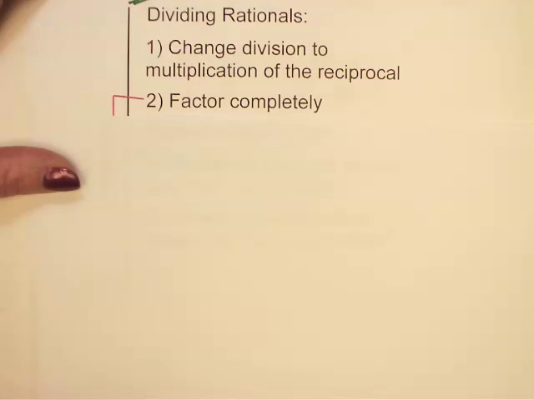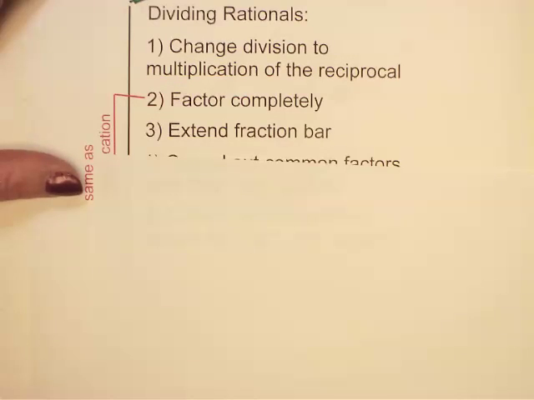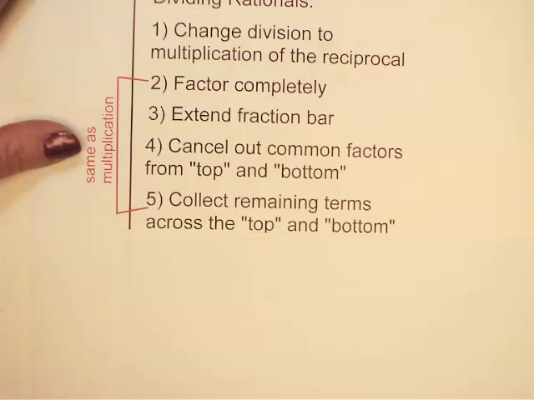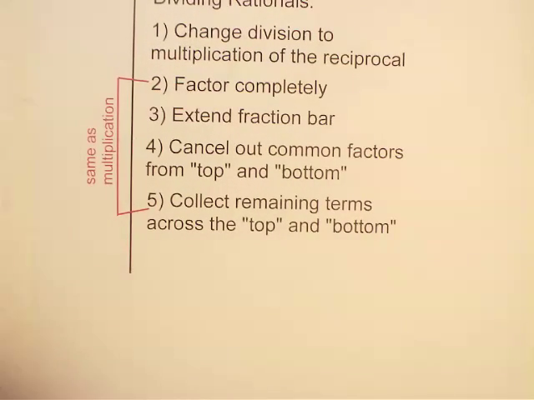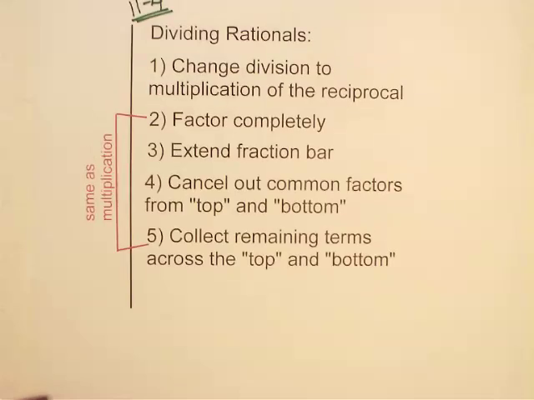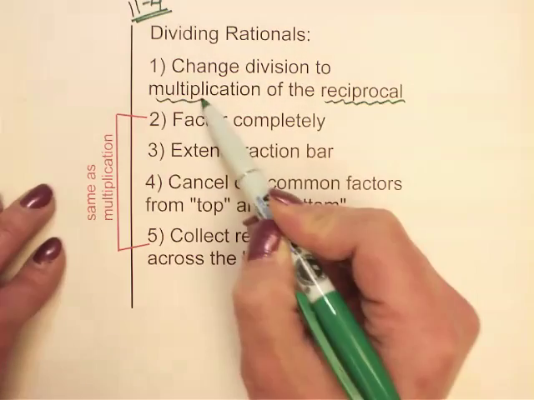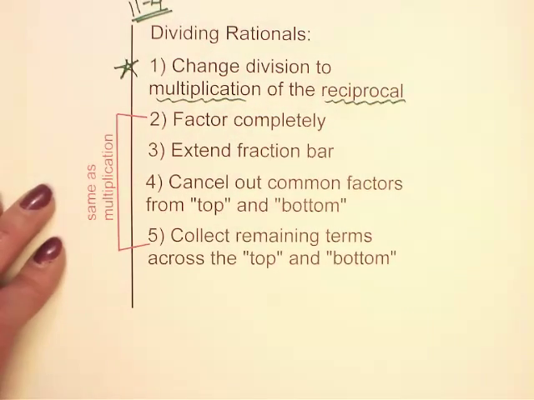Step 2, you're going to factor completely, all from multiplying, okay? You're going to extend your fraction bar. You're going to cancel out your top and bottom common factors. And, of course, the last thing is to collect your remaining terms across the top and bottom. Now you'll notice all of this, steps 2, 3, 4, and 5, are the same as multiplication. The only thing is we're adding one extra step, and that would be the reciprocal step. Multiplying by the reciprocal is the big step that we must do for dividing. Okay?